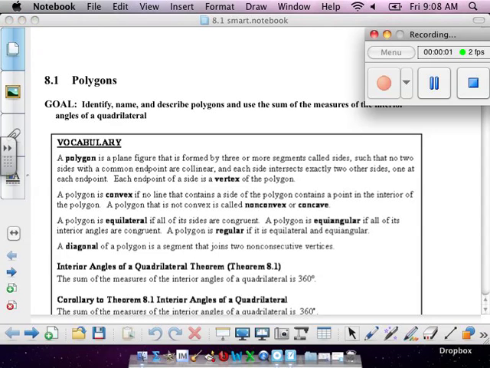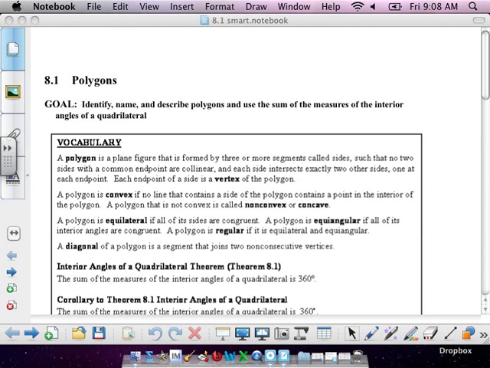We're looking at 8.1, ladies and gentlemen, about polygons. We're going to identify, name, and describe polygons and use the sum of their measures of the interior angles of a quadrilateral. A polygon is a plane figure that is formed by 3 or more segments called sides.